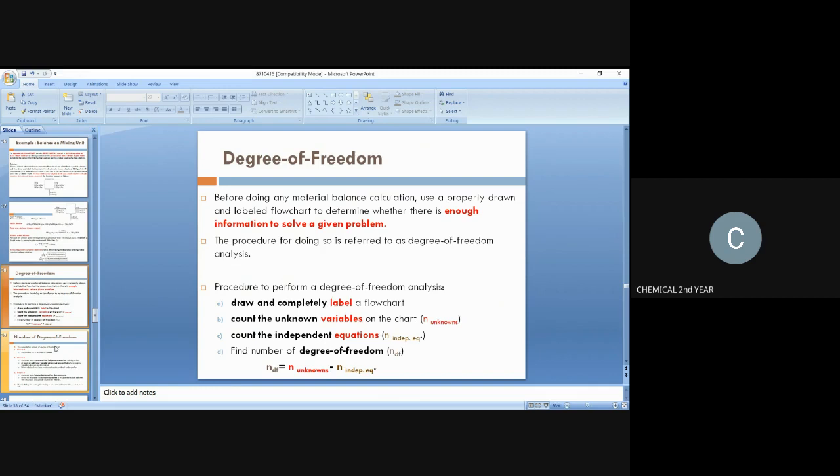Draw and completely label a flowchart. Count the unknown variables on the chart, that is n unknowns. Next, count the independent equations, that is n independent equations. Find the number of degrees of freedom, NDF. NDF is equal to n unknowns minus n independent equations.